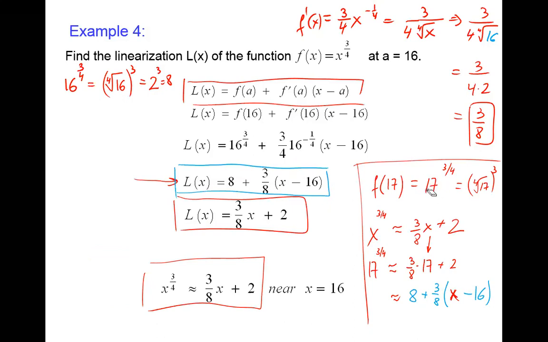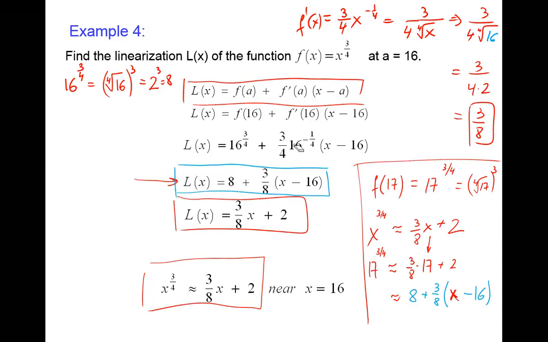Yeah, because I'm just trying to approximate the function at 17. That means what's the difference between 16 and 17? Oh, nobody wants to type this simple answer for me. Thank you, Nikia. Of course, it's 1.